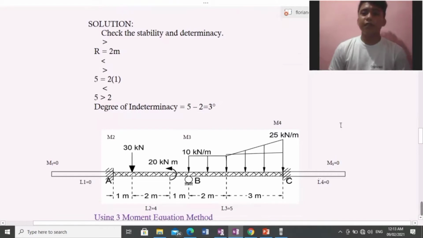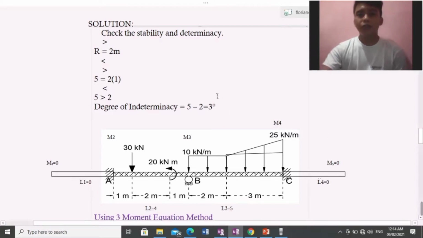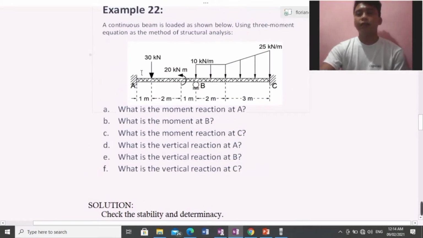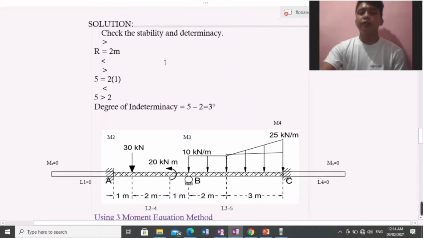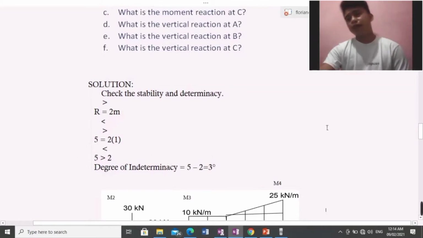So, ang una natin gagawin is i-check natin yung stability and determinacy ng beam. So, kung i-recall natin yung formula ng stability and determinacy, ang formula is R is greater than, equal, or less than 2m. So, bilangin na natin yung mga reaction. So, makikita natin na meron itong 5 reaction. Kasi dalawa dito sa dalawang fixed support, so bali 4, plus isa dito sa roller support. So, 5. So, plus isang member. Isa lang naman siya, di ba? So, ang makukuha natin is 5 is greater than 2. So, ang beam natin is indeterminate.